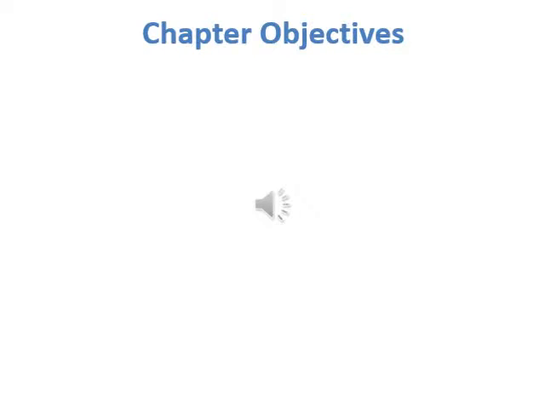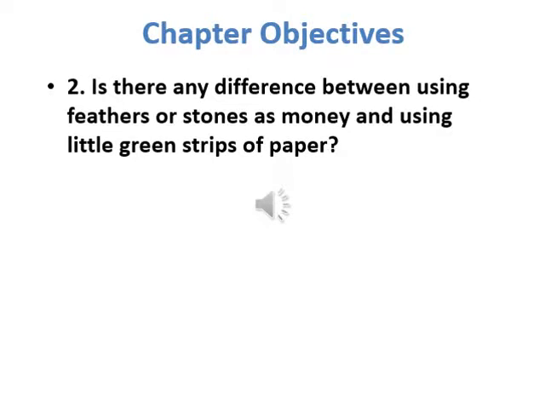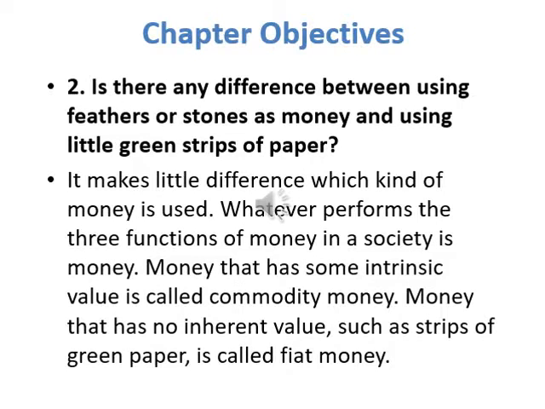Chapter Objectives. 2. Is there any difference between using feathers or stones as money and using little green strips of paper? It makes little difference which kind of money is used. Whatever performs the 3 functions of money in a society is money. Money that has some intrinsic value is called commodity money. Money that has no inherent value, such as strips of green paper, is called fiat money.